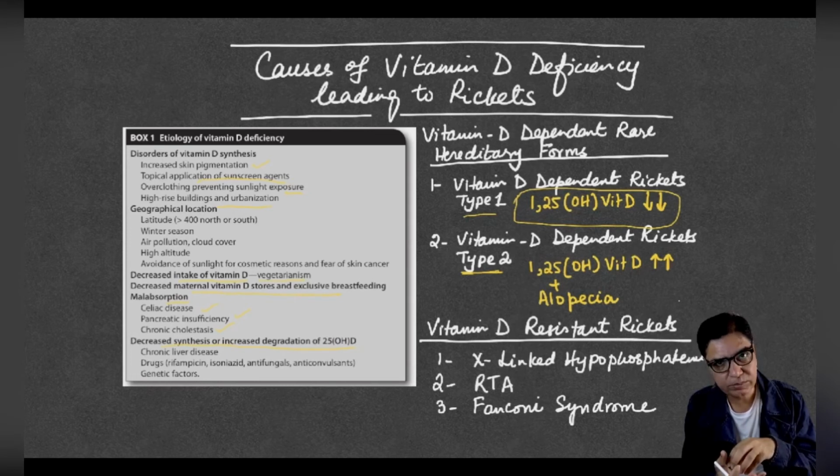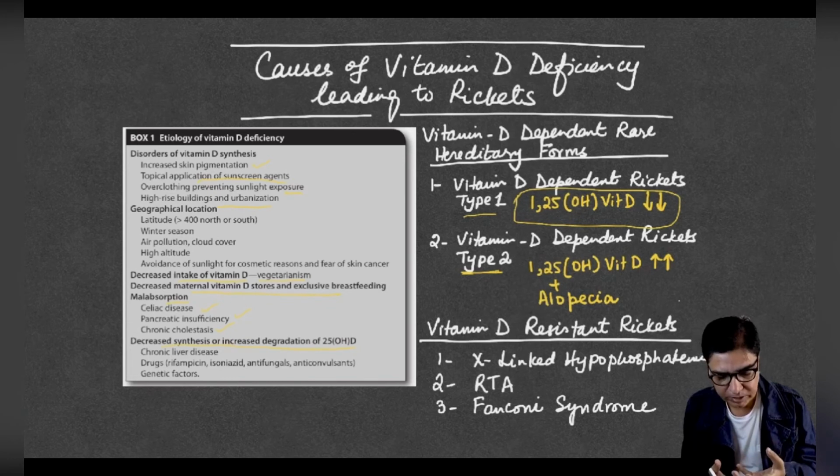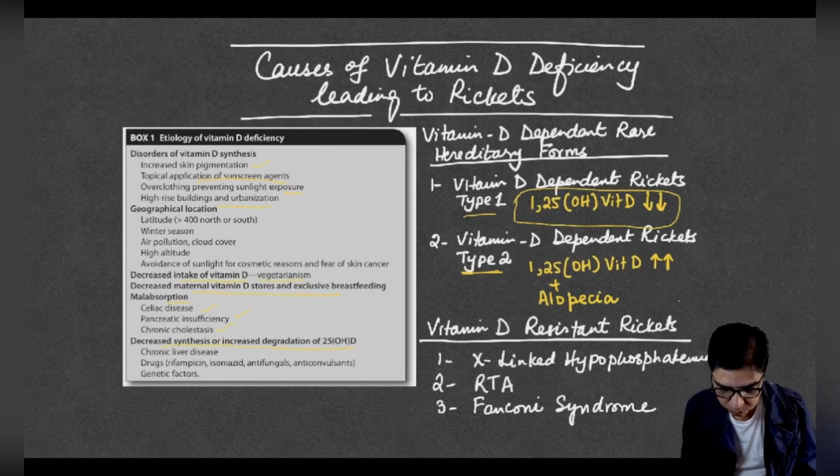So if the receptors are defective, you will be having a high level, because the body tries to produce more and more calcitriol, but the problem is in the receptor. So you will be having a high level of 125 dihydroxycholecalciferol. So see how you differentiate between vitamin D dependent rickets type 1 and type 2. That is the relative levels of 125 dihydroxycholecalciferol.